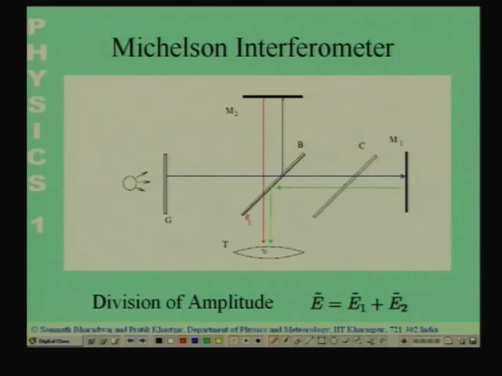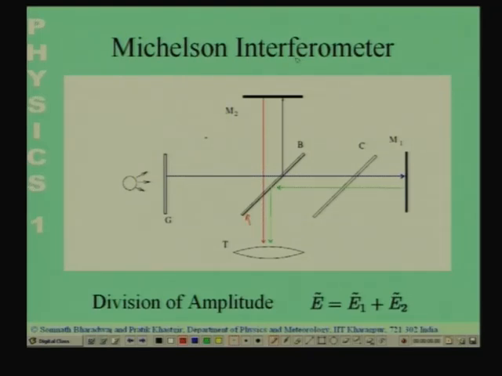Now the net effect of this apparatus is that, you see, the light which goes through this and then comes here produces an image of the ground glass plate. The image will be produced somewhere over here. The light which goes through and then comes here and is reflected here produces another image of the ground glass plate, which is also produced somewhere over here. The two images will be at different locations.